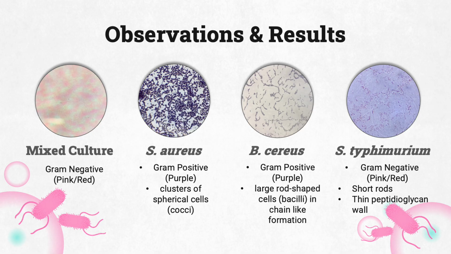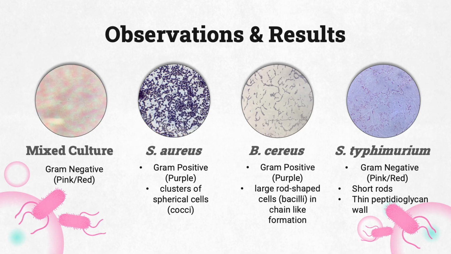As for S. aureus, it was gram positive since there is a purple color to it, meaning that there is a thick peptidoglycan wall. We were also able to identify clusters of spherical cells, which is known as cocci. As for B. cereus, this was also a gram positive staining, meaning that there was a thick peptidoglycan wall, and we were also able to identify large rod-shaped cells known as bacilli in a chain-like formation.